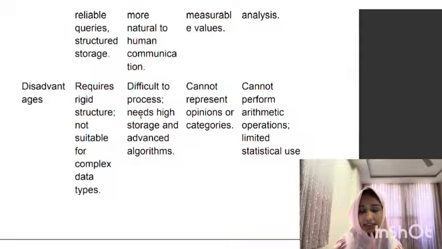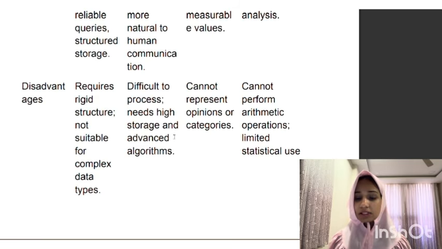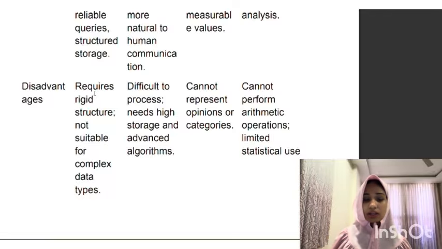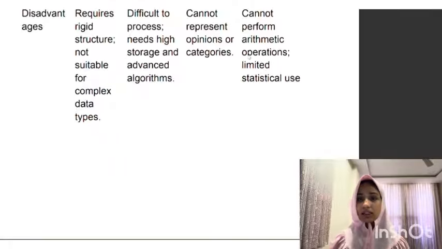What are the disadvantages? Requires rigid structure, not suitable for complex data types, difficult to process, needs high storage and advanced algorithms. So in structured, we need a rigid structure. We should have a structure to store it. Not suitable for complex data types. Now unstructured, it is difficult to process. We need high storage and advanced algorithms to store it. Cannot represent opinions or categories. Cannot perform arithmetic operations. Limited statistical use.